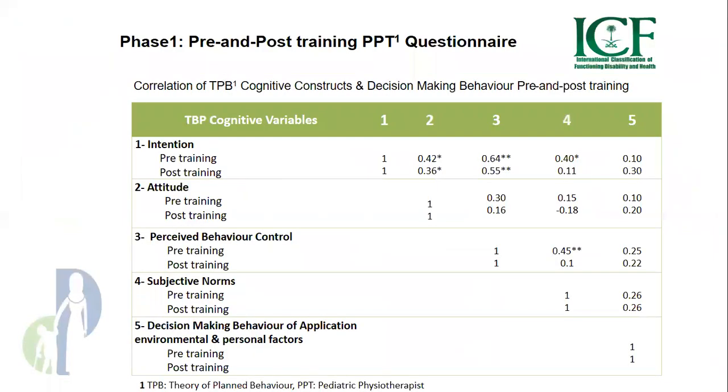With regard to phase one, the pre and post training, we used the T-test, and we found that there is a significant difference between the pre and the post group with regard to the intention, the attitude, the perceived behavioral control, as well as the decision-making behavior, while we didn't find any changes in the subjective norm, the pressure coming from others. And then on the correlation of the theory of planned behavior cognitive constructs, the attitude and the perceived behavioral control significantly predicted the intentions, while it is not predicting the behavior.